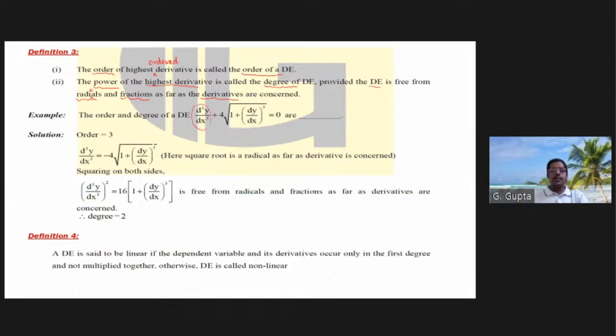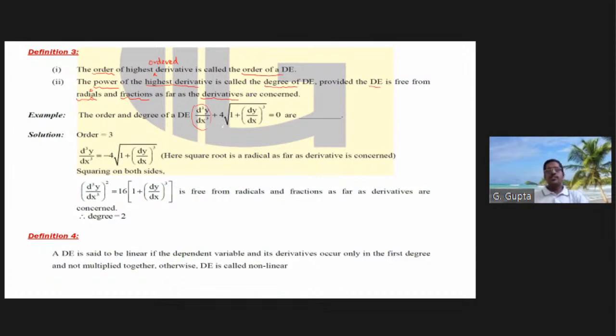So order is 3. It takes just 1 or 2 seconds to find the order. But for finding degree, all derivatives should be free from radicals and fractions. There is a first derivative under a square root. So this square root is an example of a radical. Immediately we have to remove this square root.